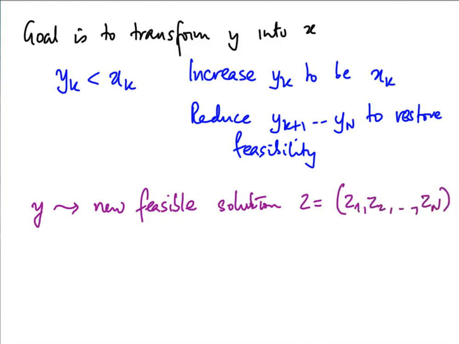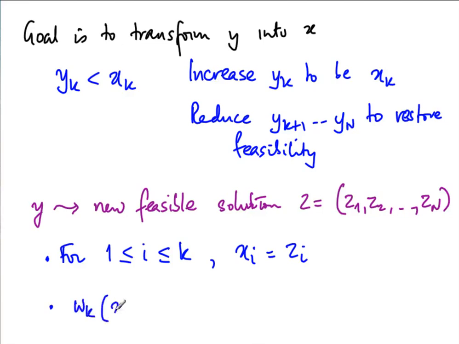So what do we know about this z? Well, we know two things. We know that for every i up to k, xi and zi agree, because zi is just the same as yi up to k minus 1, and yk was explicitly made to be the same as xk. So zi and xi agree up to k. And what happens after k? Well, after k we did this compensation, right? So we increased the weight by a certain amount. How much did we increase it by? Well, we increased it by wk times xk minus yk. This was the amount that we increased the weight in the kth component of y.